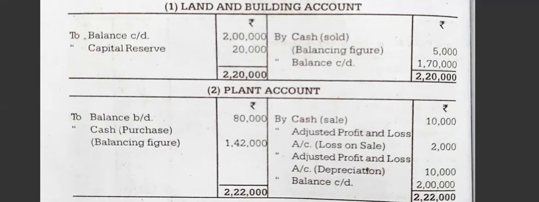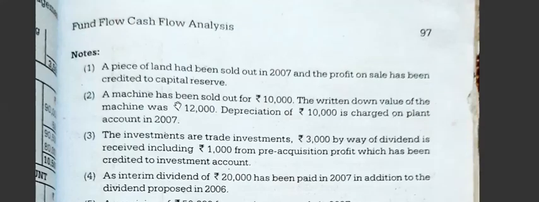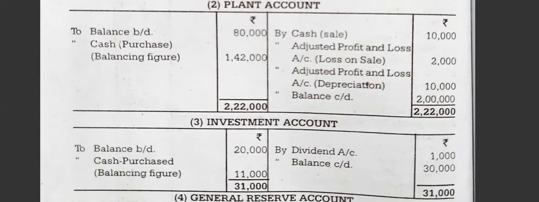If you check the plant account, see here, plant is nothing but the machinery, which has been sold for 10,000. The written down value is 12,000. Depreciation is charged, so we will charge depreciation. Then we write the sale value. Then the profit or loss: because the written down value is 12,000 and it is sold for 10,000, there is a loss of 2,000 rupees, so we have to show that in the account.